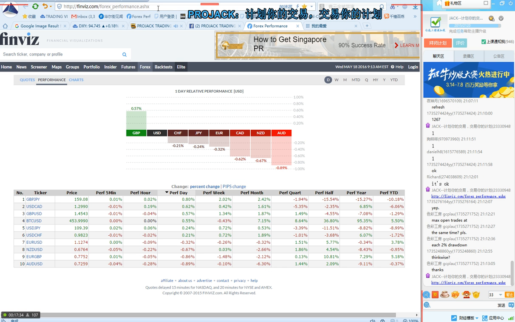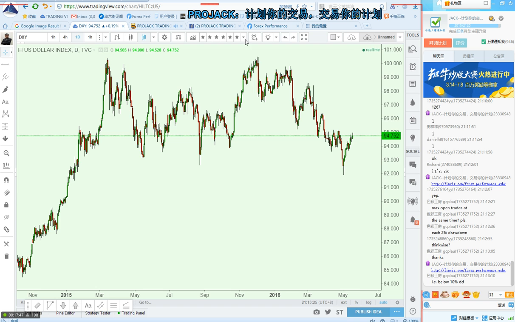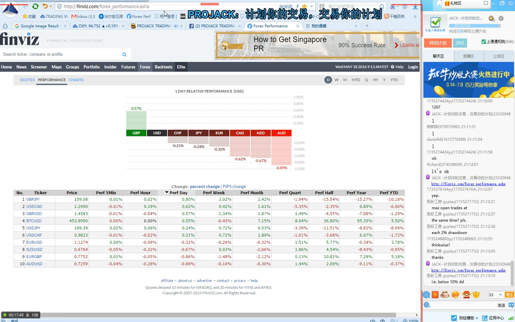So you go to this link and you can see today the sterling comes 0.57%. Dollar is the second strongest currency. Aussie is weakest. I hope this link will help you get a very good understanding of what's going on for all the pairs, for the major 7 currencies.